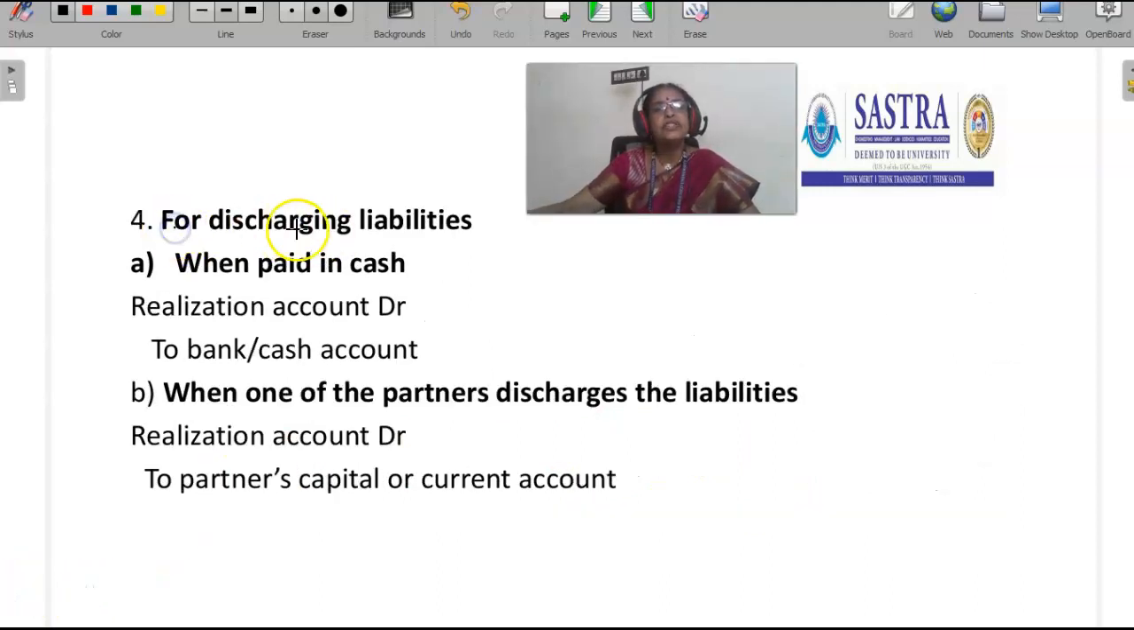The next one is discharging liability. Why are they selling the assets? In order to settle the liabilities. Okay. How are they going to settle when paid in cash? Realization account debtor to bank or cash account.